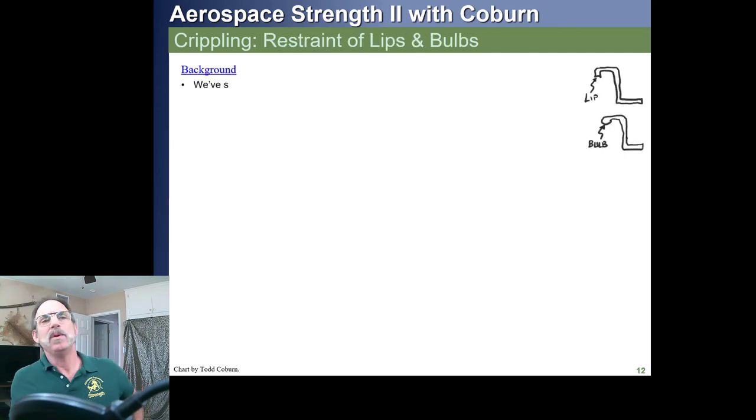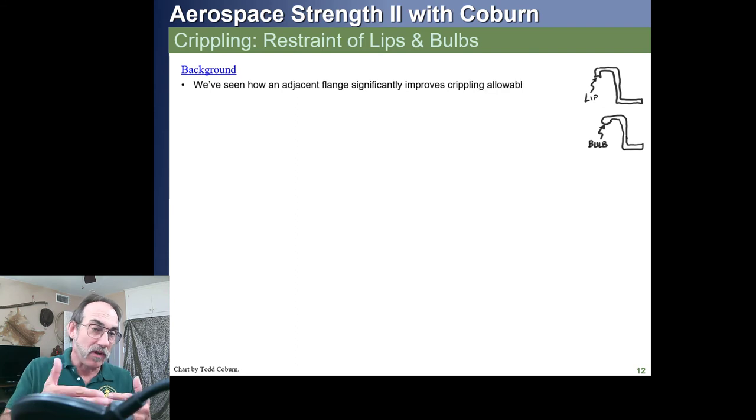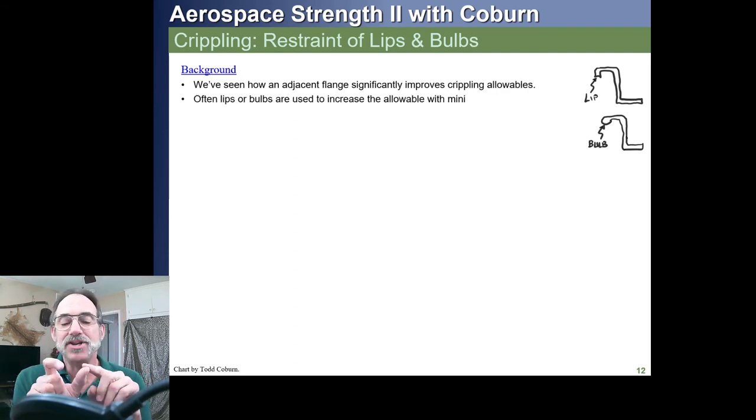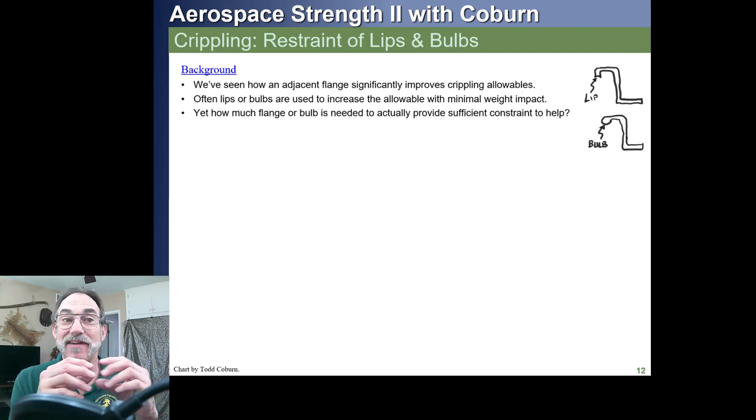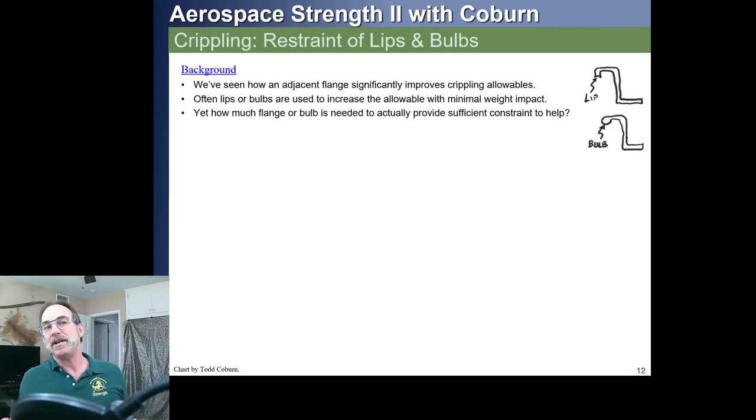One other idea. Okay, now when we think back to what we've seen, especially when we started with our panel buckling approach, we saw that edge constraint of each flange makes a difference to the crippling allowable. The better the edge constraint, the higher the crippling allowable. Now, what we can do instead of adding a whole flange, we can just put a little lip. If we bend up the end of a flange, then suddenly the adjacent flange becomes no longer edge free, and that's going to increase our crippling allowable. Or if you put a little bulb on that, as you see here, that will tend to increase our allowable. But the question arises, well, how much bulb or lip do you need in order to give enough restraint that it actually has a positive effect?